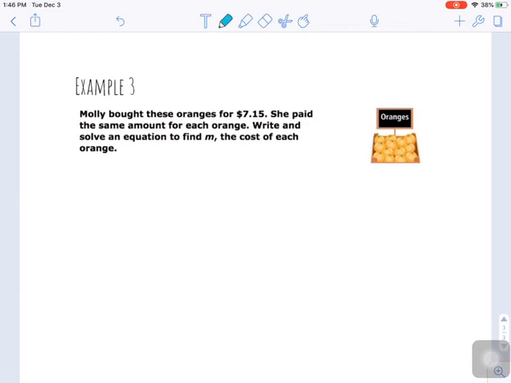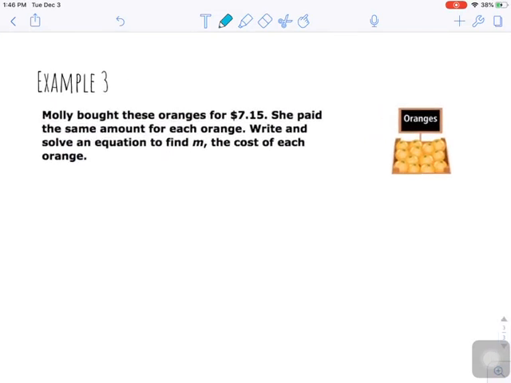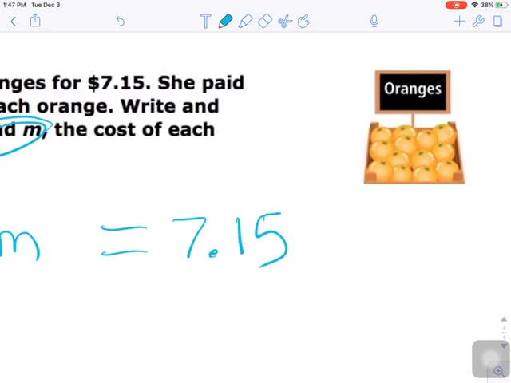Molly bought these oranges for $7.15. She paid the same amount for every orange. Write and solve an equation to find M, the cost of each orange. So first, we know how much it cost us, which was $7.15. We don't know what M is. We don't know the price of each orange. We know how many oranges we have, which first we have to count.